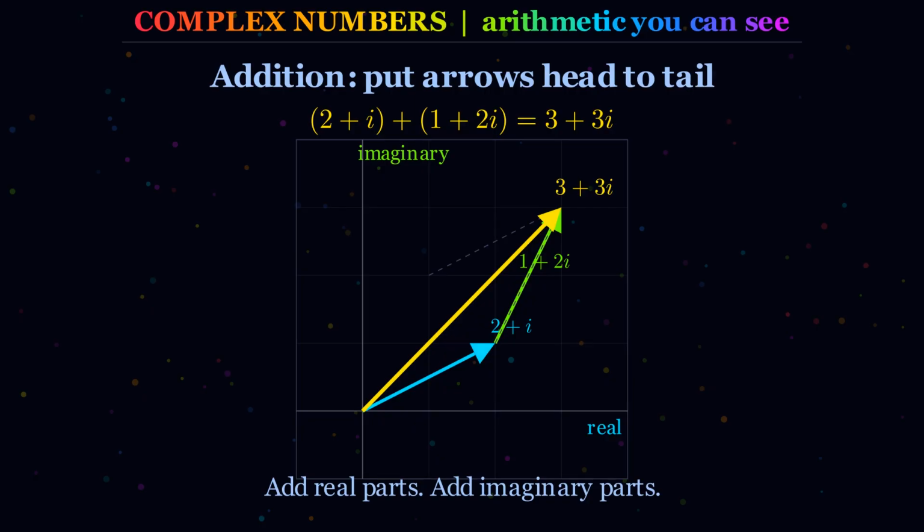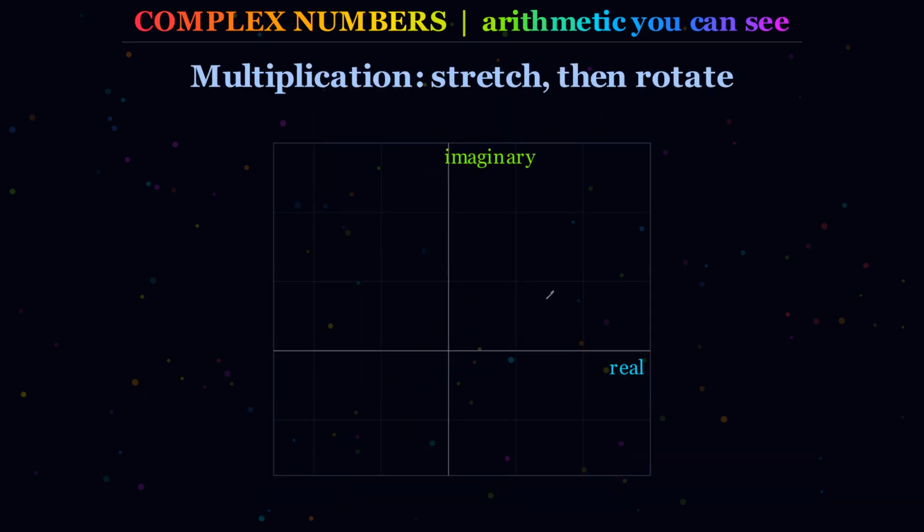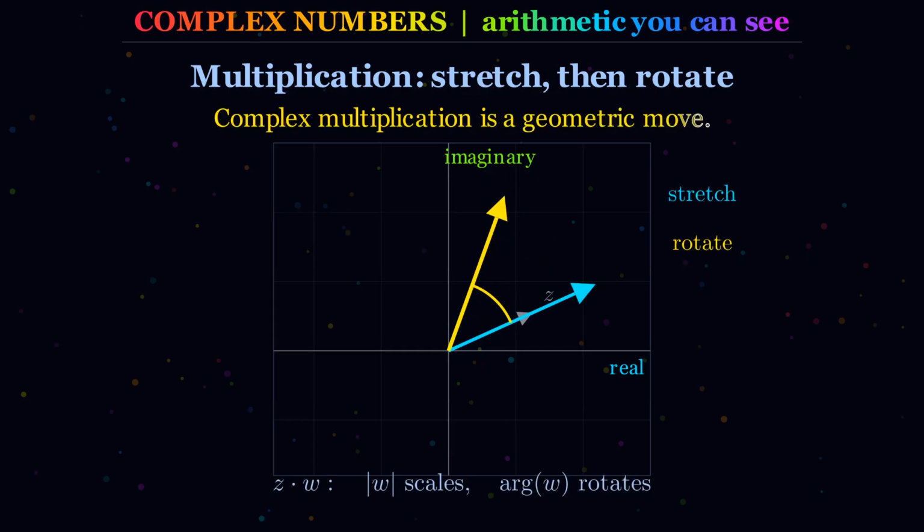Multiplication is where complex numbers become powerful. A complex number has a length and a direction. Multiplying by another complex number does two things at once. It stretches by that length, and it rotates by that direction. Complex multiplication is scaling plus rotation.